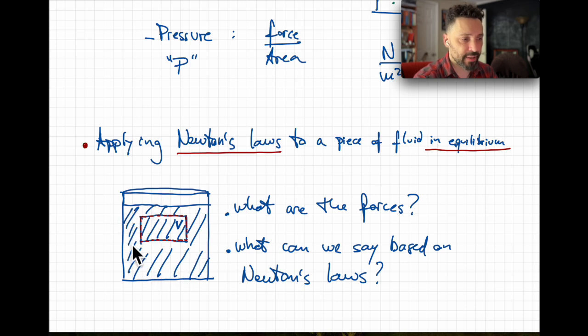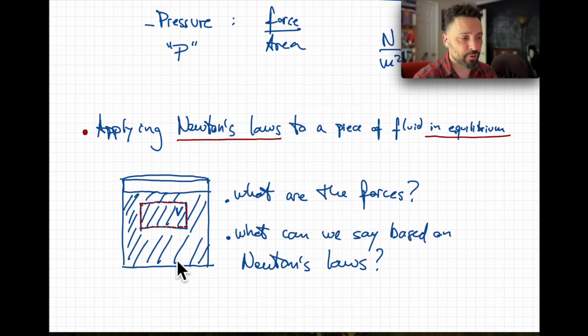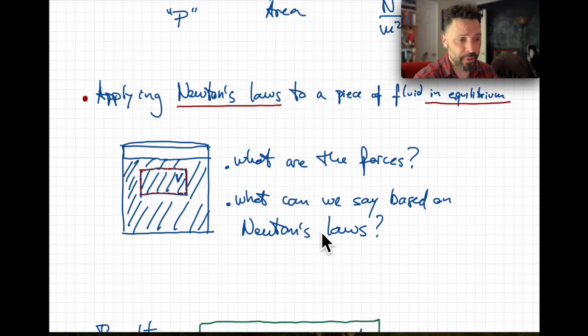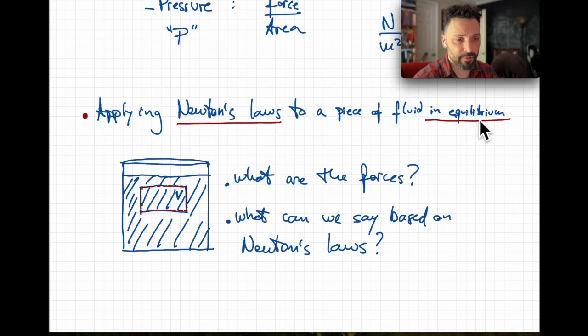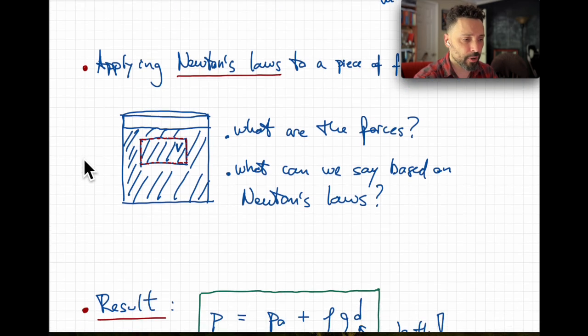A classic way to think about fluids is to imagine that there's a container. Here's the fluid in this hashed region in blue. And then suppose that we take an imaginary piece of that fluid and we say that's a volume V. We're going to apply Newton's laws to that piece of fluid, and we're going to imagine that it's in equilibrium. And that's why we said this is hydrostatics. So that means it's in equilibrium. We're going to discuss in class what the forces are and what we can say about those forces based on Newton's laws, based on the fact that the fluid is in equilibrium.